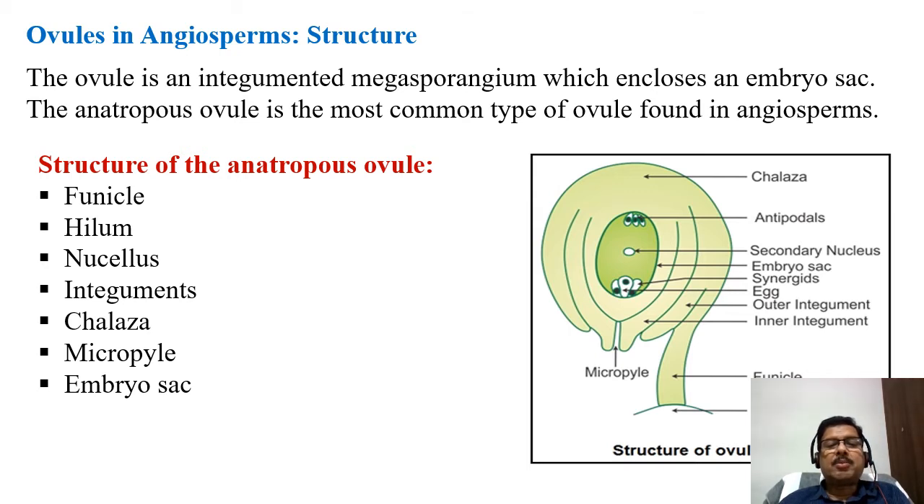The structure of an anatropous ovule consists of the following parts: the funicle, hilum, nucellus, integuments, chalaza, micropyle, embryo sac, etc. So this is the placenta, stalk, funicle, then inner integument, outer integument, then egg, synergids, embryo sac, then secondary nucleus, antipodals, and chalaza. So this is the embryo sac and the micropyle.